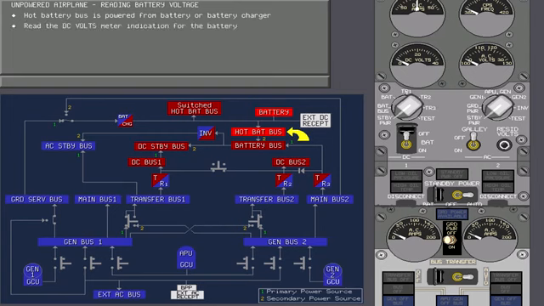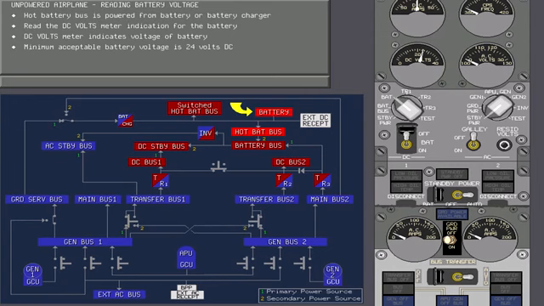Now read the DC voltmeter indication for the battery. Touch the correct selector. Because the battery charger is not powered, the DC voltmeter is indicating the voltage of the battery. The minimum acceptable battery voltage is 24 volts DC.